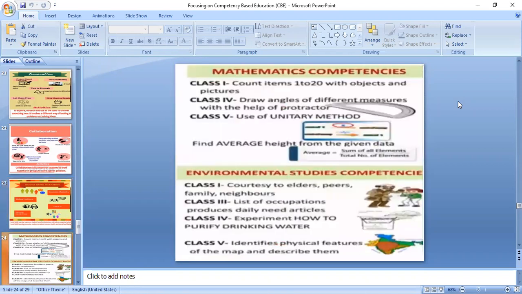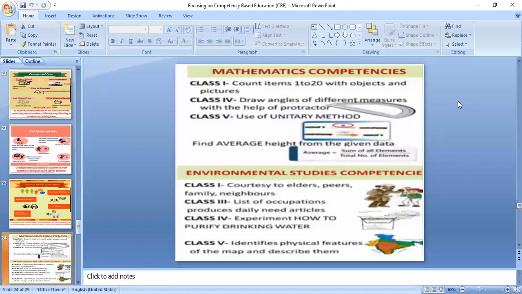Next is mathematical competencies. In class 1, class 4, class 5, we can use these types of mathematical competencies to boost their mind: count items 1 to 20 with objects and pictures, draw angles of different measures with the help of a protractor, use the unitary method. So a maths teacher can understand this properly.